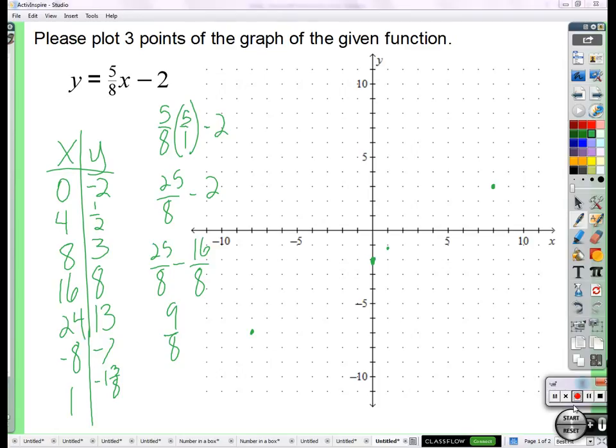Okay, so if you plug in 5, we get 5 over 1. When you multiply by 5/8, you get 25 over 8. We need a common denominator to subtract 2 from there, so we get 16/8. 25/8 minus 16/8 is 9/8, which is 1 and 1/8. So 5 gives us 1 and 1/8. There's that point there. Does that seem to be in a straight line with the other ones as well? Yeah, it certainly does.